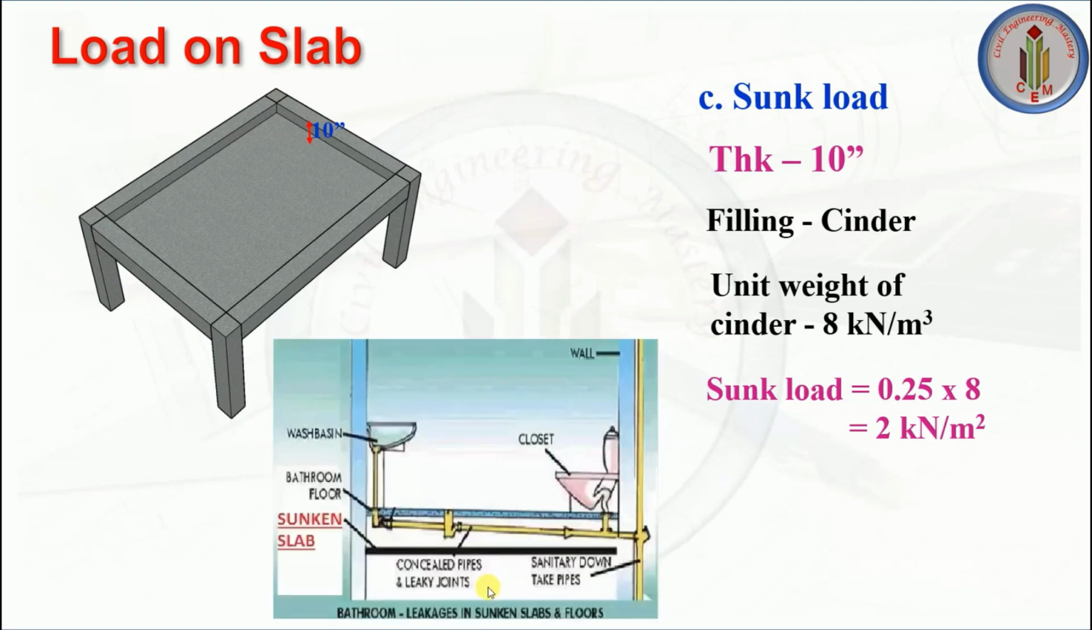From this image, you can understand clearly this is the sunk slab and this is the bathroom floor level. As I told you, here it is 10 inches, right? You just imagine the slab is sunken by 10 inches. So this is the floor level. This sunk area is used for pipelines like this, for bathroom and all. For pipelines, we have to use this area, and we need to fill this area with the filling material. So that is what we have taken here as a cinder filling. So that load also we need to consider on this slab.